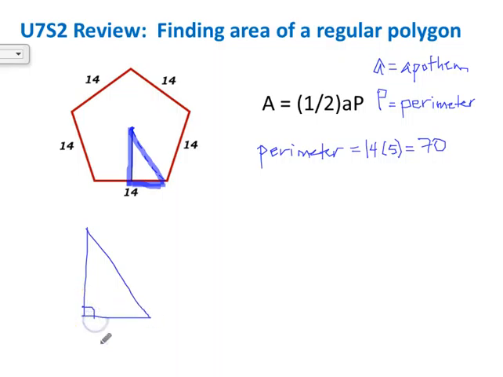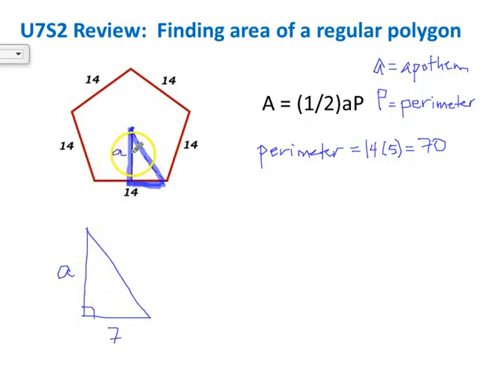All right, so we know that the length from here to here is 14. Half of 14 gives us the base of our right triangle. So half of 14 is 7. So I know the length of the base of our right triangle is 7. We need to figure out the apothem, so I'm going to label that A. We're trying to find the apothem.